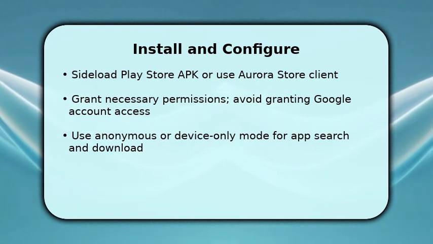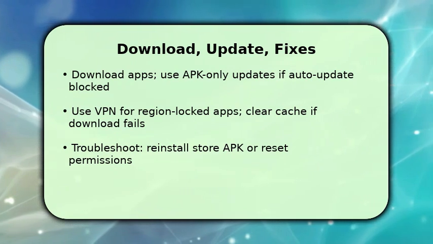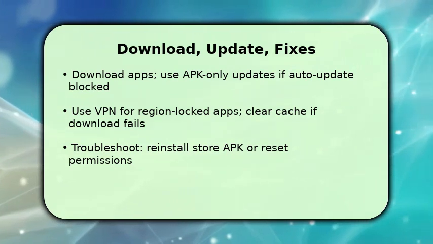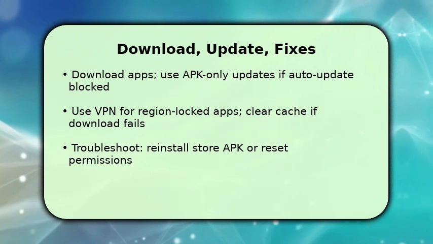You finish by downloading and installing apps like normal, but use APK updates if auto update needs a Google account. Once done, enable a VPN if an app is region restricted and reattempt the install.